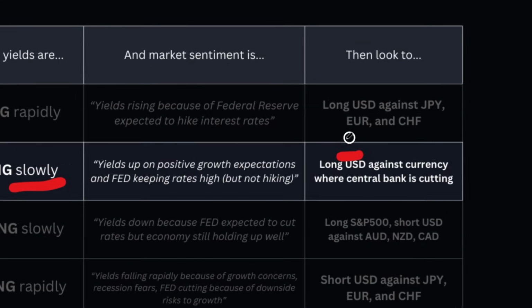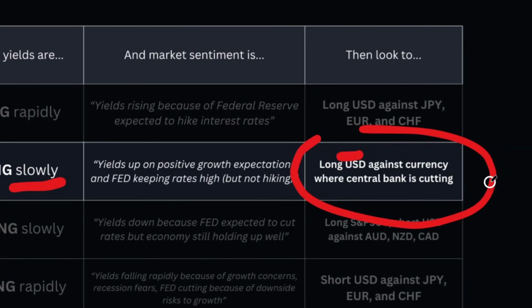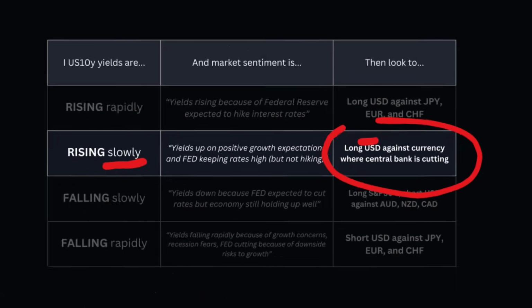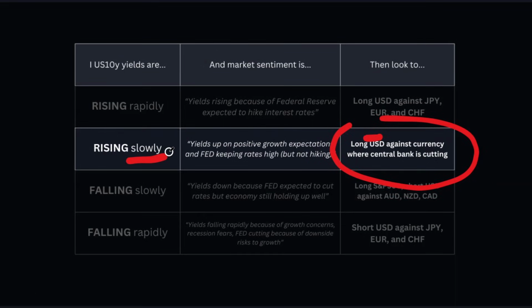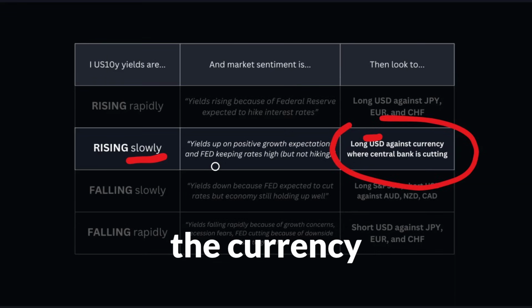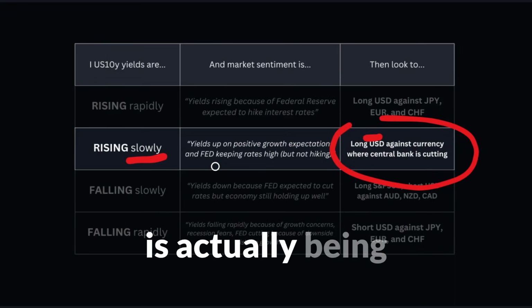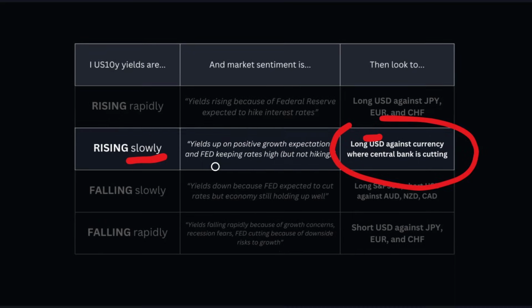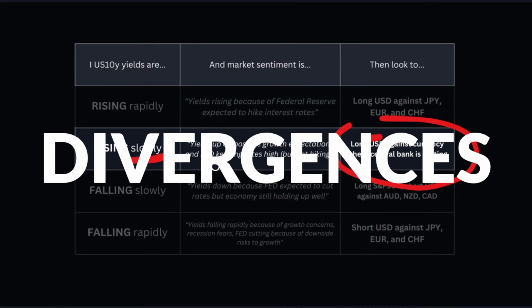But if you look at what we do here, you don't look to long the dollar just randomly. You look to long it against a currency where the central bank is cutting. So you look for the weakest link, so to speak. You look at the currency where they're doing pretty much the opposite, okay? But the yield is actually being reduced. Because this is where policy divergences work great. This is the environment where policy divergences work great.